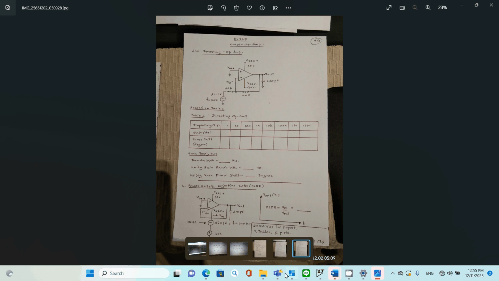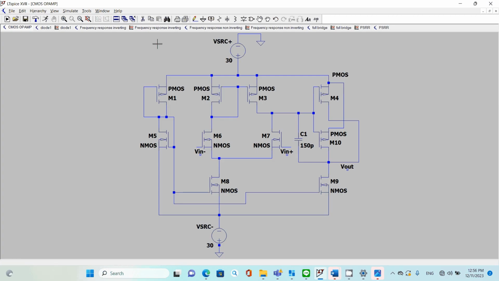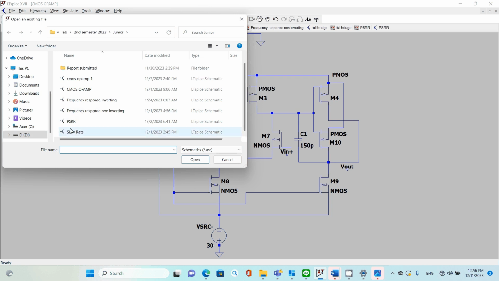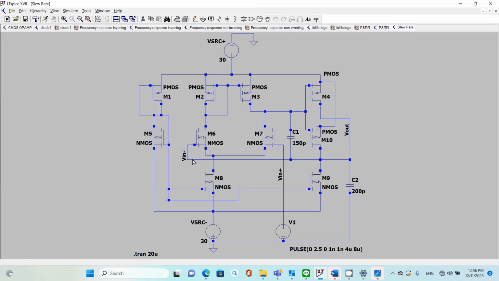We do the connection of the circuit like this. Let me get the slew rate open. Okay. So the way you connect the circuit, you connect V negative short to the V out, and you have an input signal or pulse connected to V in positive.